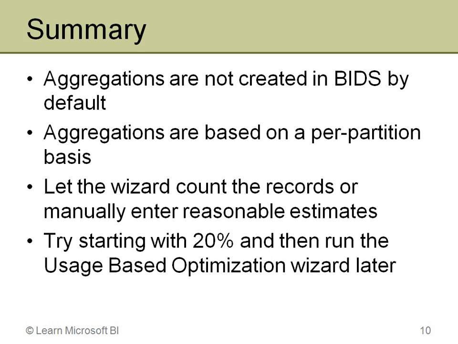And finally, the recommendation I typically use that I mentioned before: set that wizard to 20%, let it go for a while in production, log queries, not constantly, but at times of peak or normal usage, and then use the usage-based optimization wizard to look at those logged queries and design the aggregations for you.